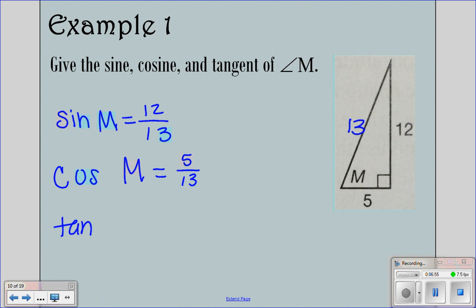And then the tangent. Again, TAN is the abbreviation, but you still need to say tangent. Don't say tan. The tangent of angle M is opposite over adjacent. So the side opposite is 12 over 5. Okay? So that would be the sine, the cosine, and the tangent of angle M.